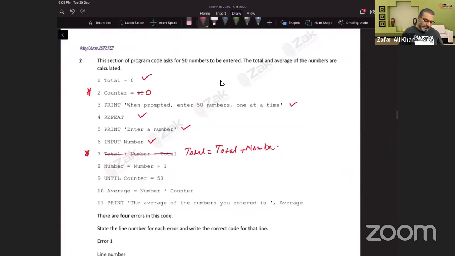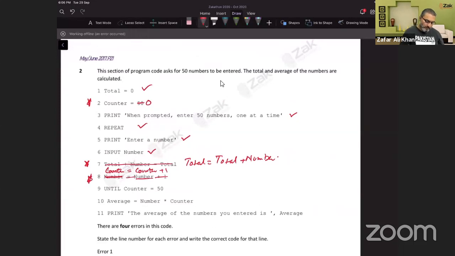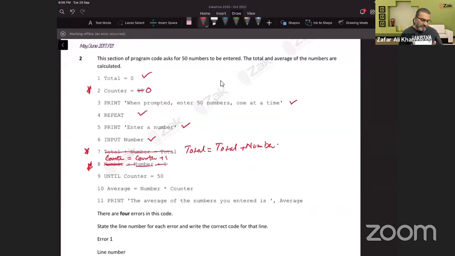Number is equal to number plus 1. No, it should be counter is equal to counter plus 1. Until counter is equal to 50, that is correct, because we have started at 0. As soon as it becomes 50, we have to get out.